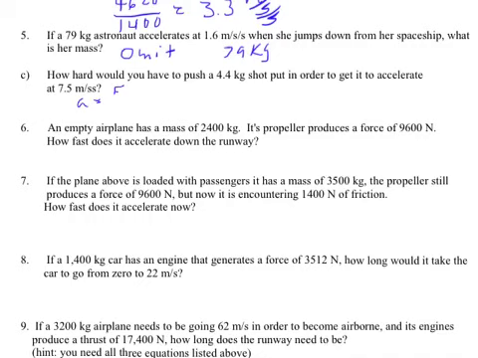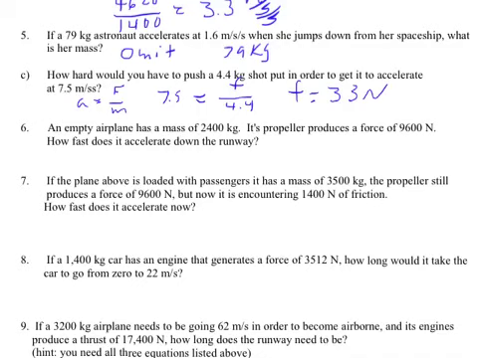Acceleration goes up with force and down with mass. So I'm going to substitute the mass value with 4.4. I'm going to put the force up here. I'm going to substitute the acceleration value with 7.5, and what that's going to give me is the force equals 33 newtons.